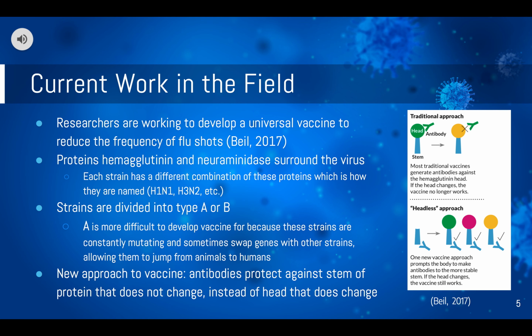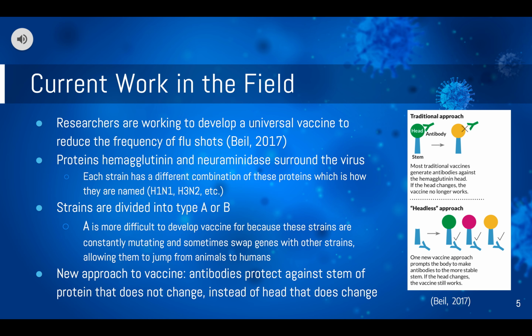In 2017, an article was published by Laura Beal that discussed a new technique for developing influenza vaccines. The goal of this technique was to develop a vaccine that could protect people from most strains of the flu instead of a certain strain that appears each season. By developing this universal vaccine, the intent was to reduce the frequency that the flu shot was needed so people wouldn't have to get a new one every single year.